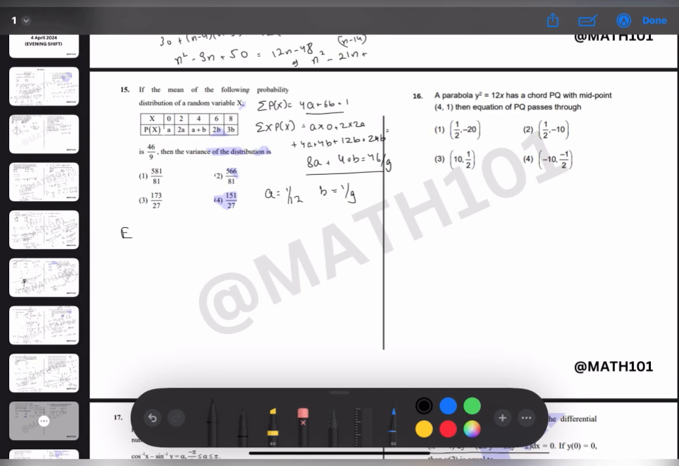Now variance is the expected value of x square minus the square of the expected value of x. So that equals 0 squared a plus 2 square, that is 4 into 2a, plus 4 square, that is 16 into (a plus b), plus 36 into 2b plus 64 into 3b, minus the square of the expected value, which is 46 by 9 squared.